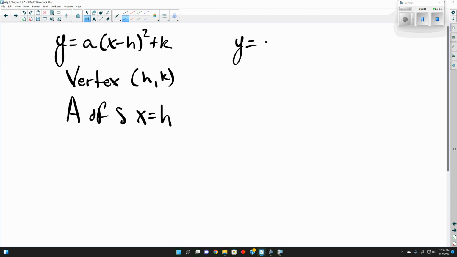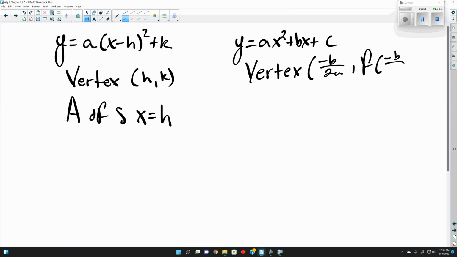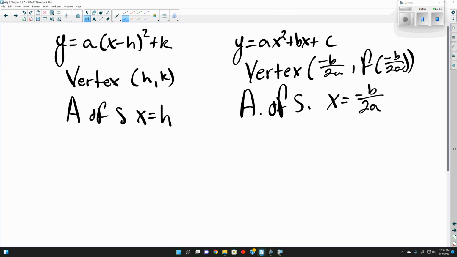The other equation we had was the one in standard form, which tells us that the vertex is the point (negative b over 2a, f of negative b over 2a). And the axis of symmetry is x equals negative b over 2a. This is what we went over yesterday.